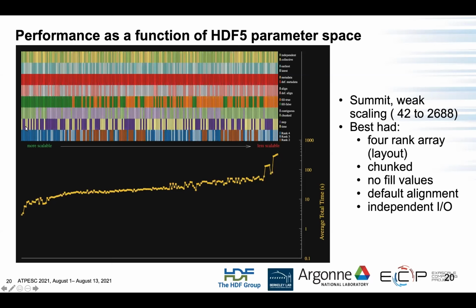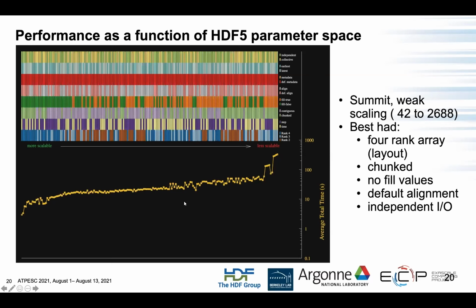So you can see for this example on Summit, that if you used a 4-rank array layout with chunk data sets, you don't fill the values, use the default alignment and independent IO, that gives you some of the best scalability. Now, if you were to be unfortunate and chose to arrange your data to use this side, you would see that your scalability is almost 100 times worse than for this case.